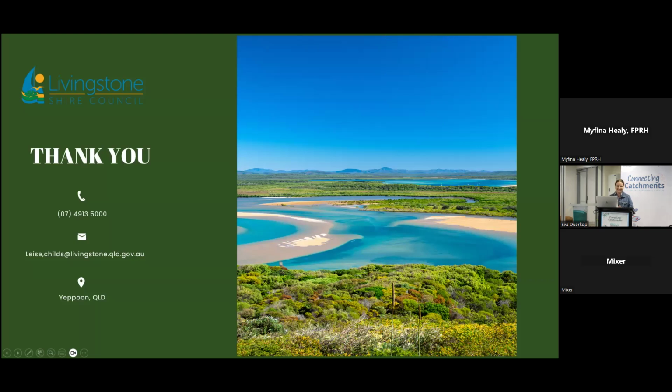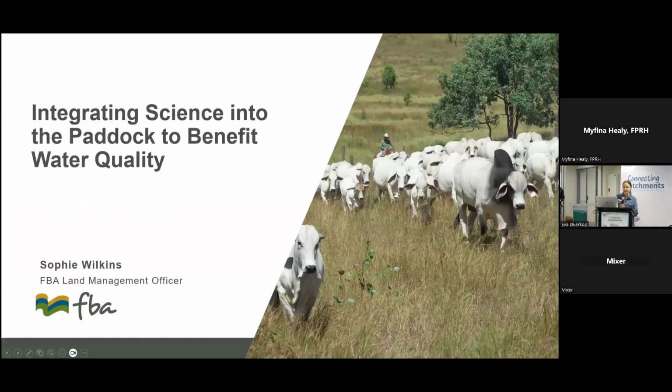Hi everyone. Thanks for the introduction, Smith. Today we'll be focusing on how Fitzroy Basin Association supports land managers to reduce sediment entering our waterways throughout the catchment.